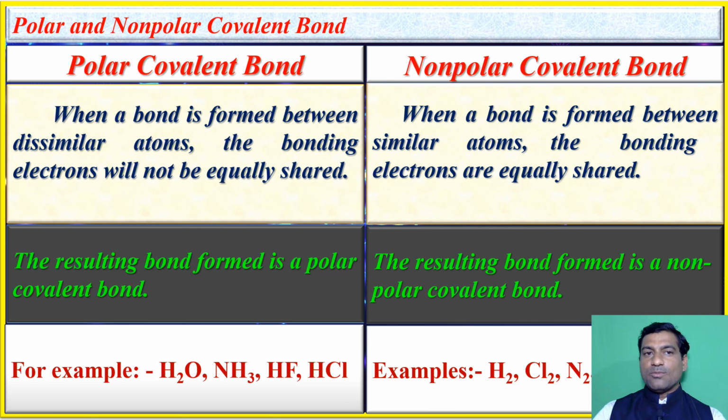For example, water molecule is a polar covalent bonded compound. Ammonia, HF and HCl are polar covalent bonded compounds, and the hydrogen molecule, chlorine molecule, nitrogen molecule are non-polar covalent bond compounds.